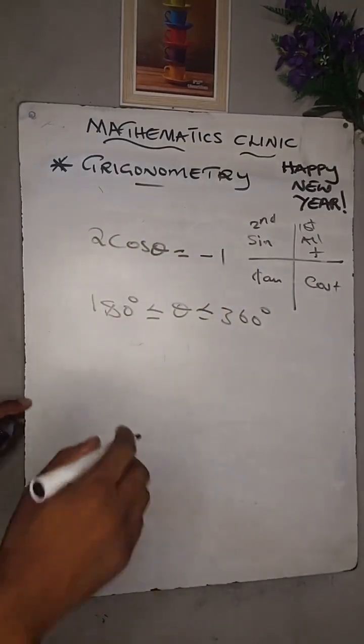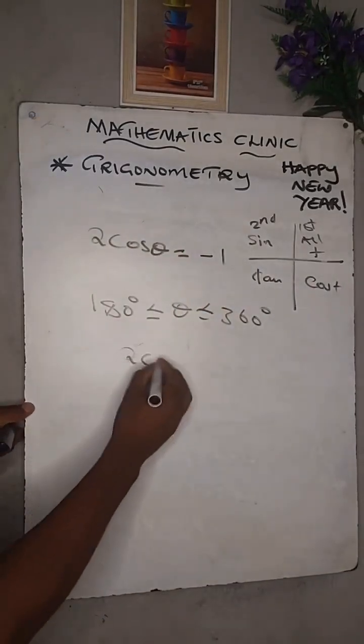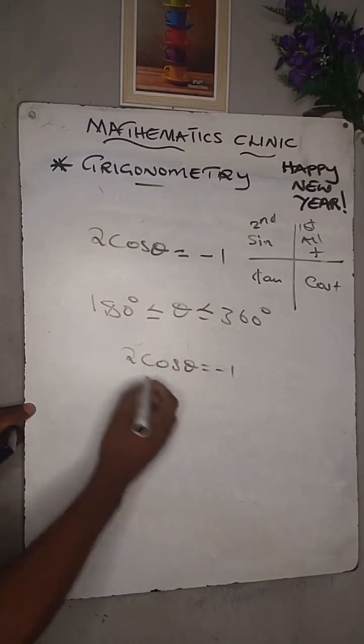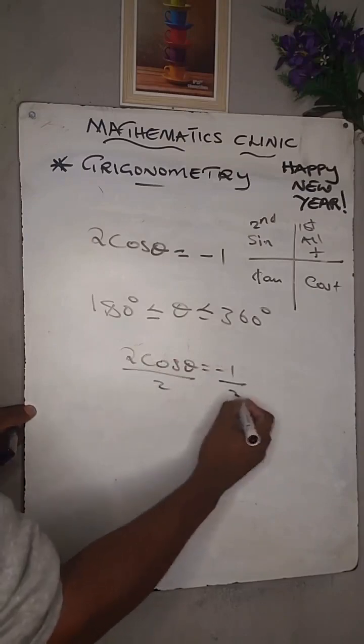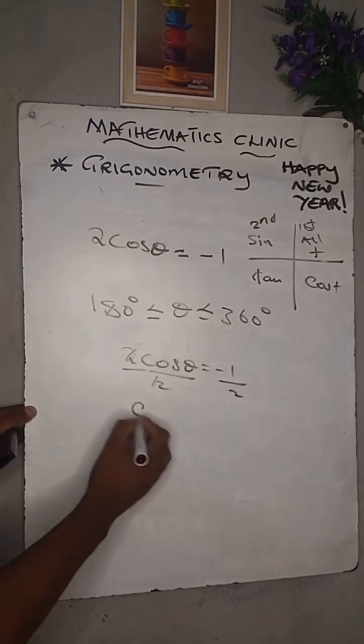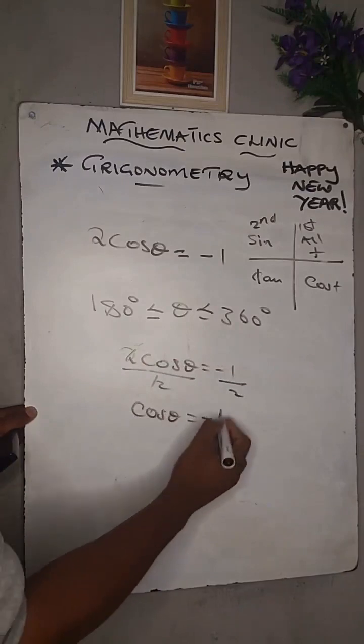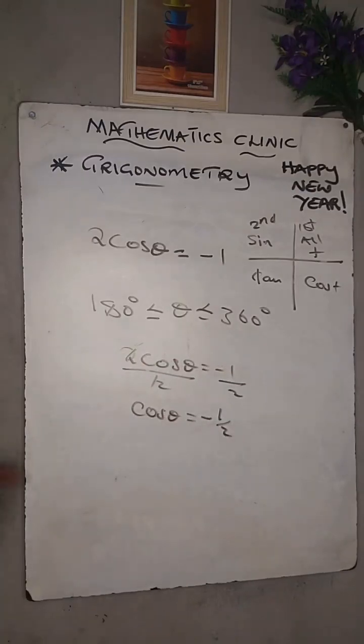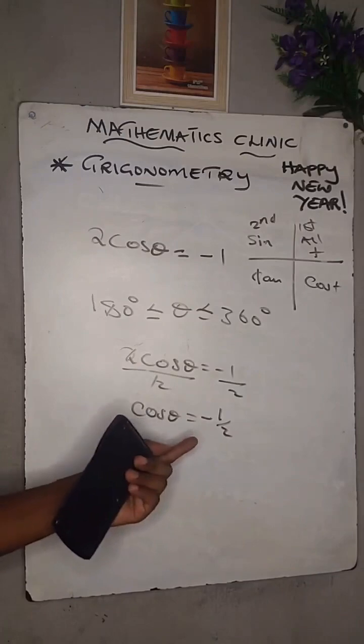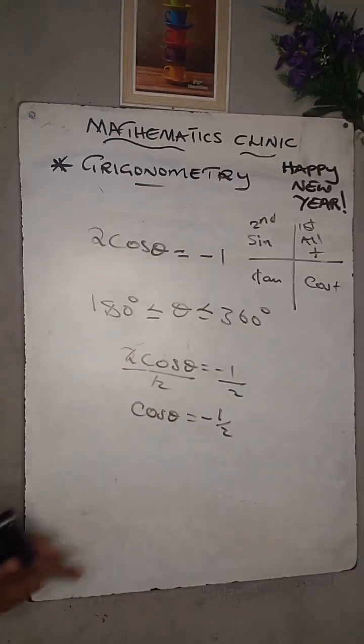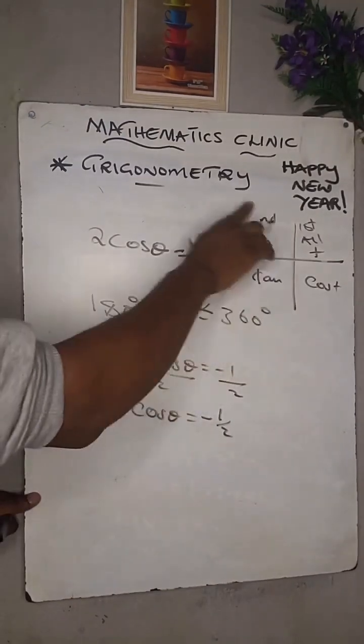After we do this, we say 2 cos theta is equal to -1. Divide both sides by 2. So now we have cos theta is equal to -half. Now we are dealing with a negative, which means our angle is in one of two quadrants.